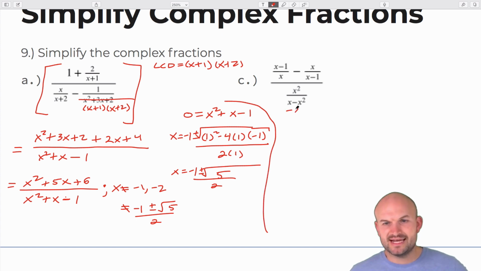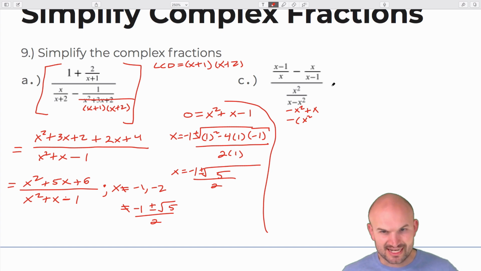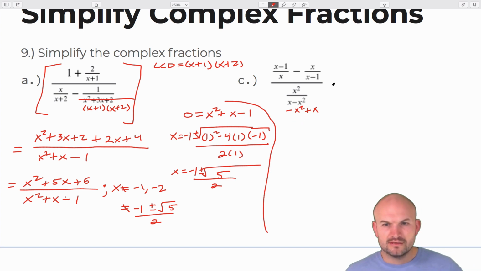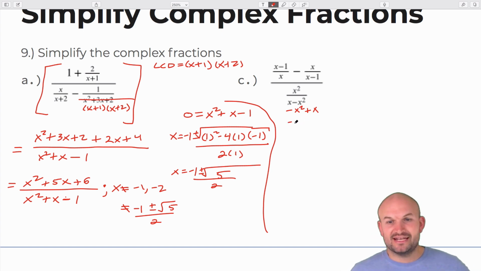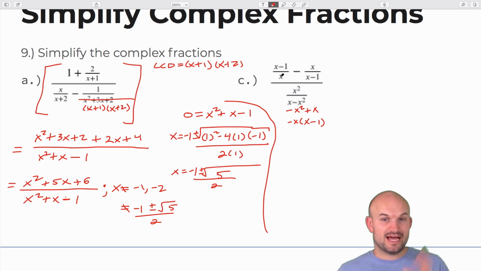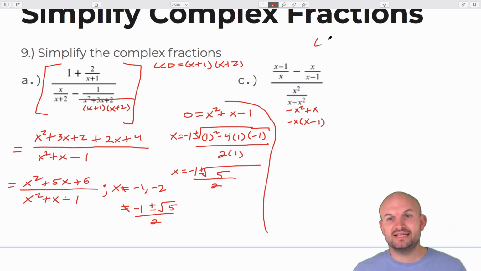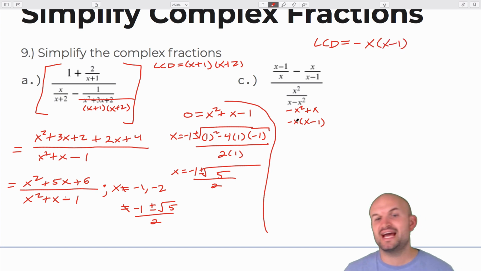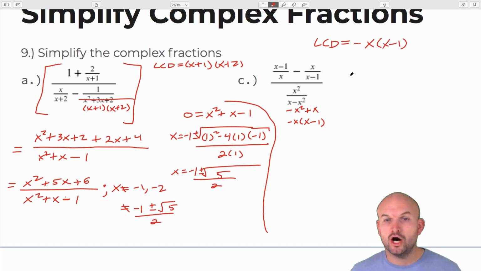rewrite that as a negative x squared plus x, factor out a negative x, right? So if I factor out a negative x, that's going to leave me with an x minus 1. Okay, so now I have an x minus 1, and a negative. So my LCD in this case is going to be a negative x times x minus 1. So I'm going to multiply everything times all of those three.